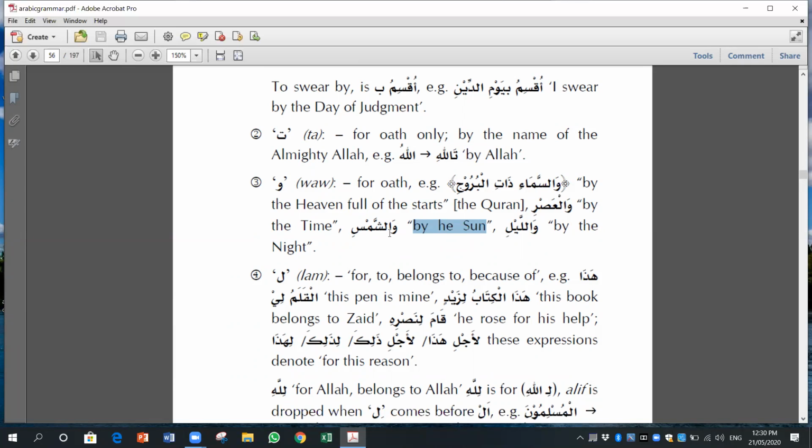And wow means 'and' also. Mostly it is used as 'and'. And what will be the difference if it is washamsu?